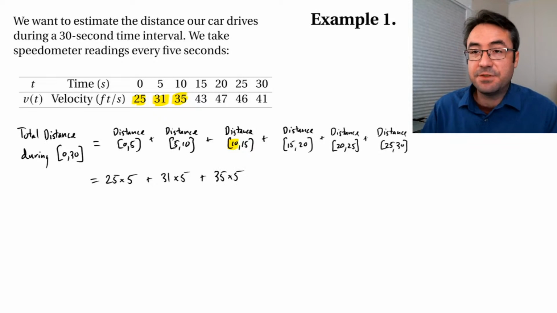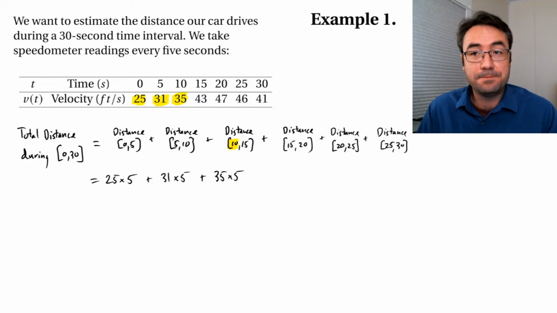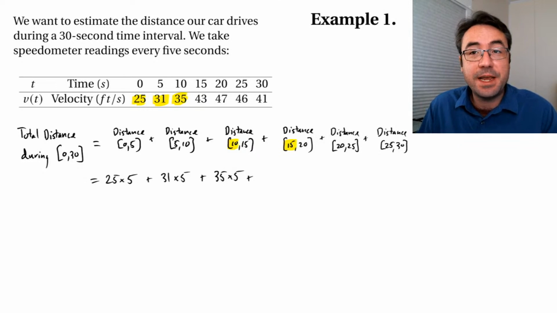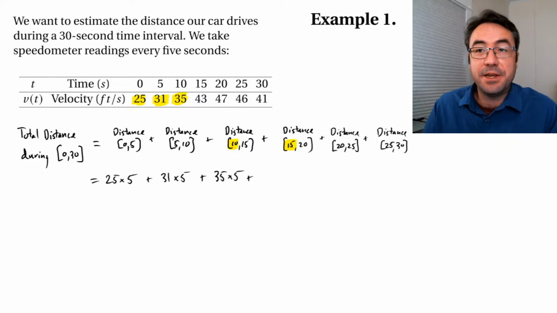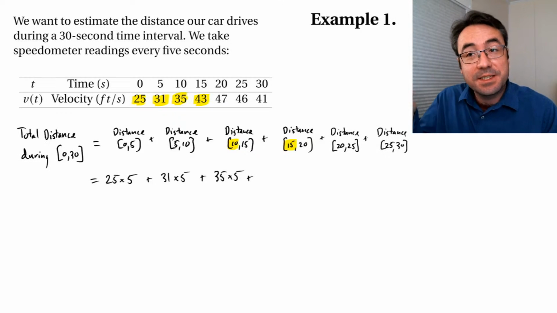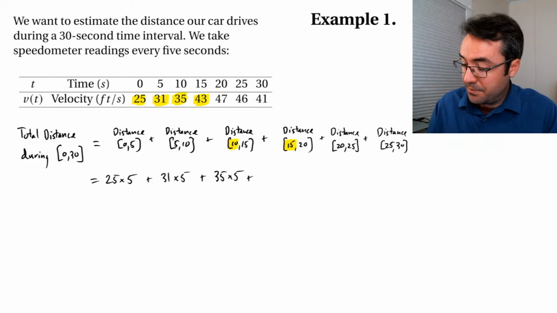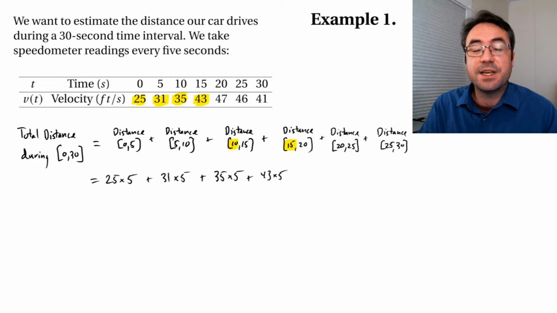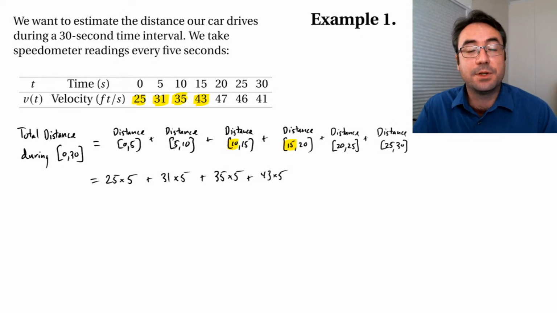And again, there's 5 seconds in that third subinterval. Then we go to our next subinterval. We're using the left endpoint, so 15. That's how we look up our velocity reading. So we're going to use 43. We're assuming our velocity is constant on that subinterval, 43 feet per second. And we're traveling for 5 seconds during that subinterval, so multiply it by 5.